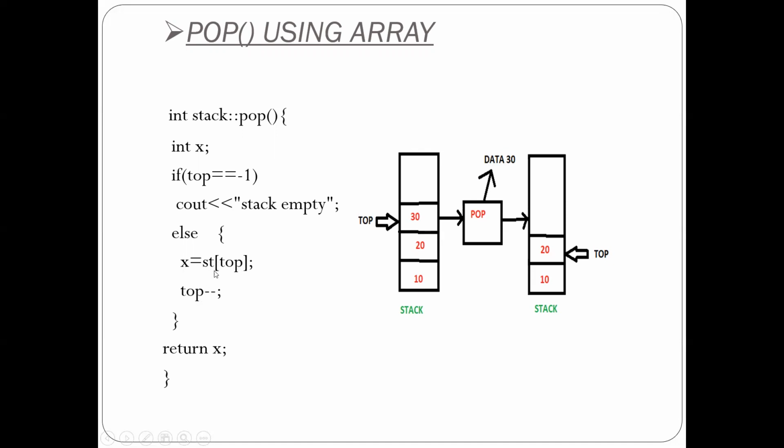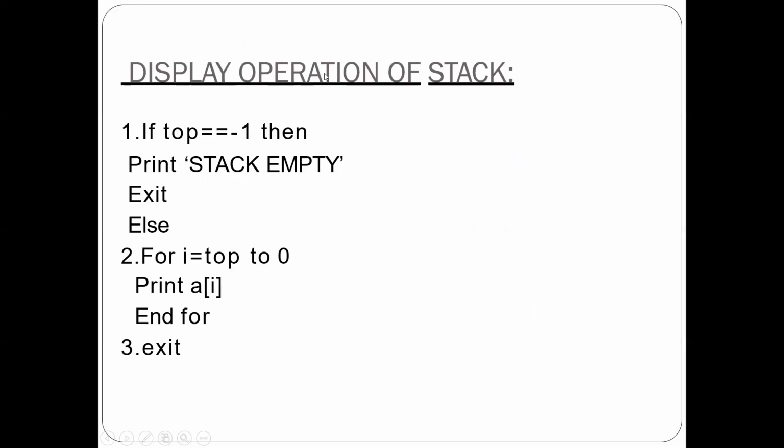So this sequence is very important here. Don't do top minus minus and then x is equal to st of top. First, you have to take the value from the top, accept that value in one variable, and then decrement the top and return that value here. So this is the pop using the array here.